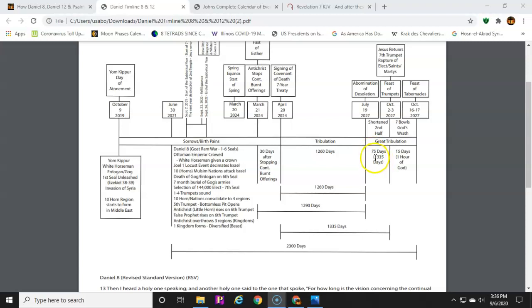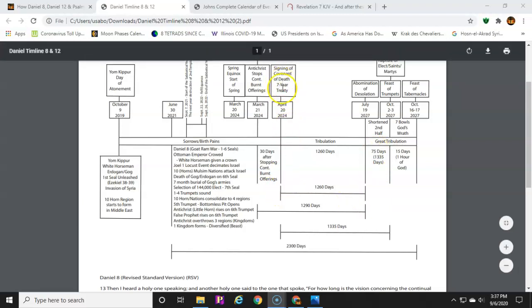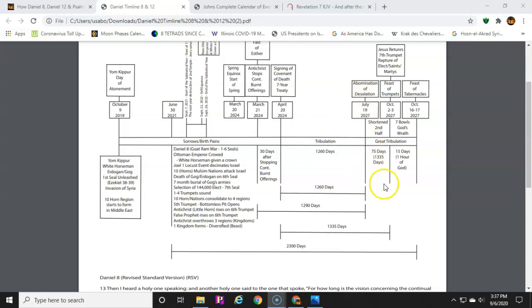How does that happen? You take the 1335 days minus the 1260 days, that gives you 75 days. You move that from the signing of the covenant of death forward 75 days after abomination. You get to the Feast of Trumpets. That's when the Lord comes back. He raptures these people out of there. Remember, these are the people of great tribulation that he's rapturing.